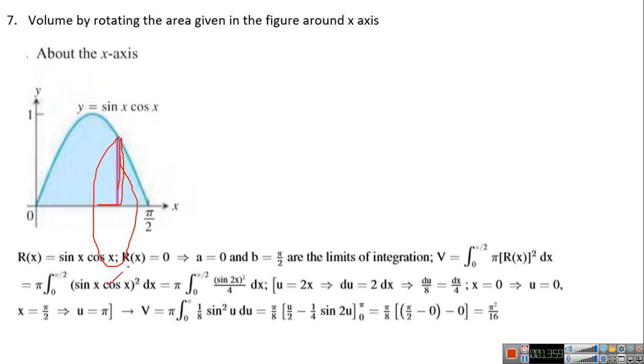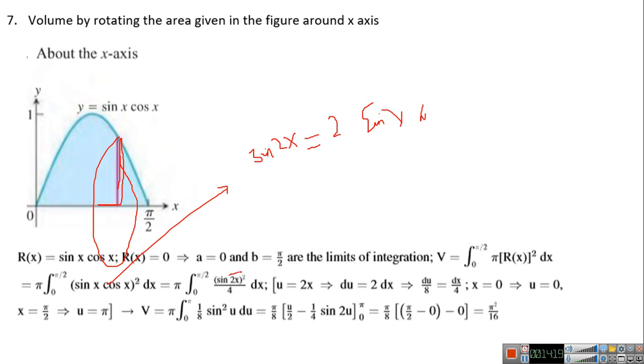We know that here you must remember sine 2x is 2 sine x cosine x. We know that sine 2x is 2 sine x cosine x. So here I have sine x cosine x. It will be sine 2x over 2, and squared, sine squared 2x over 4.